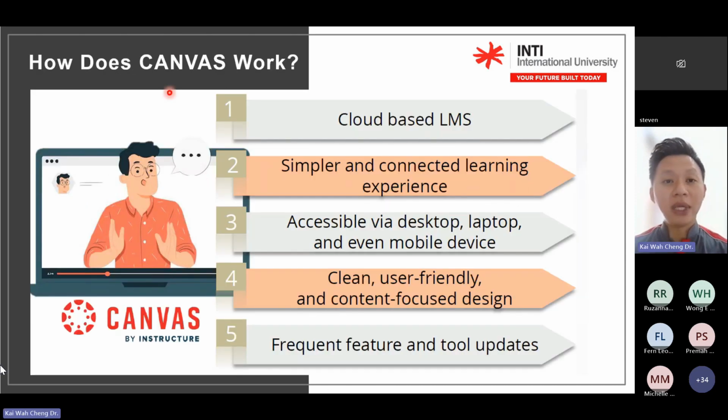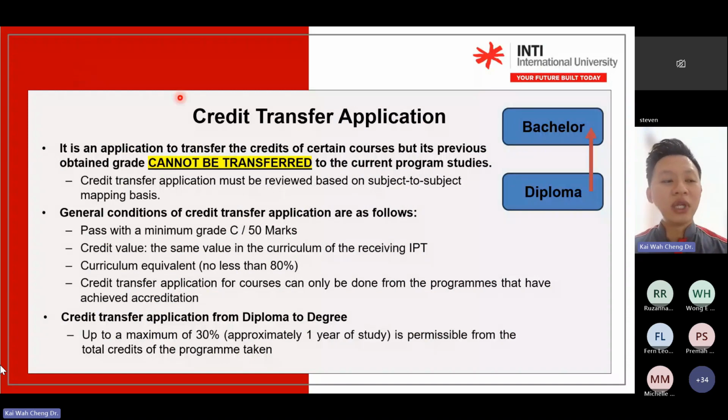And I believe you already know that you can access this platform either through your mobile device, your smartphone, iPad, laptop, and you can even download the apps for you to receive the notifications from your lecturers on a timely basis. All right. Now, let's move to the next segment.